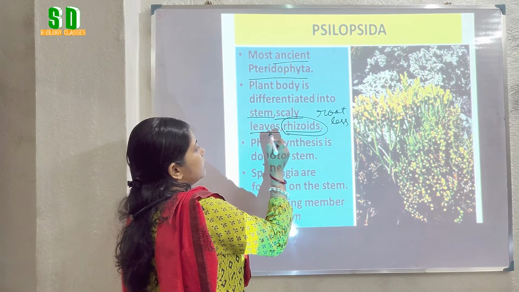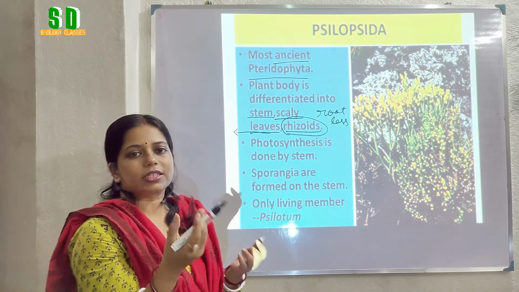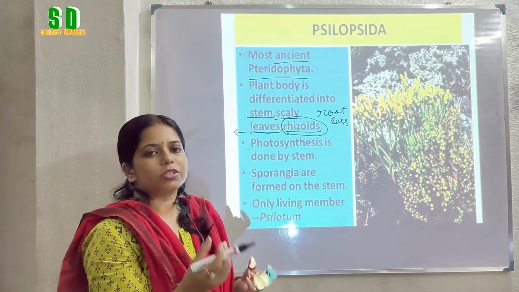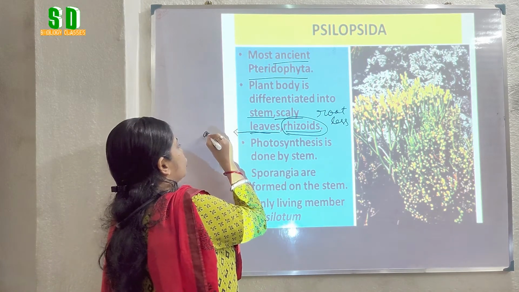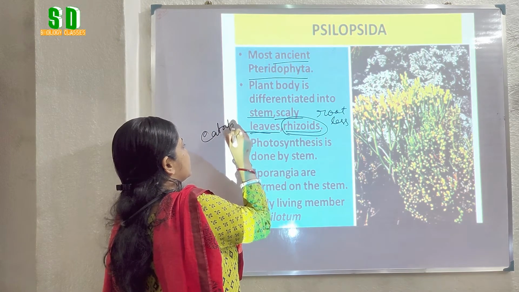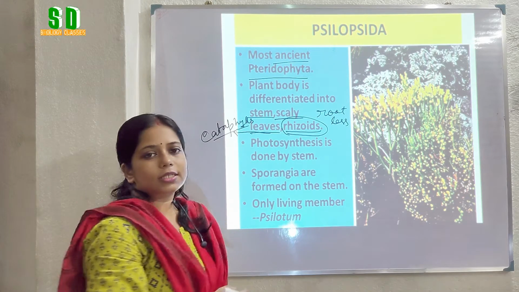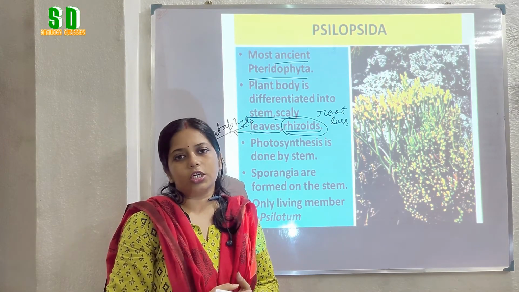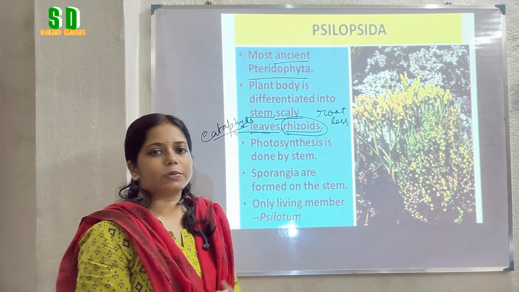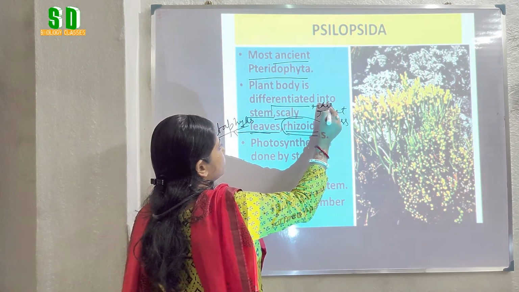And the leaves are simply scaly leaves, that is membranous leaves that are present on the surface of the stem. The scaly leaves are also called the cataphylls, and the stem sometimes is present under the soil, and the stem that is present under the soil is called the rhizome.